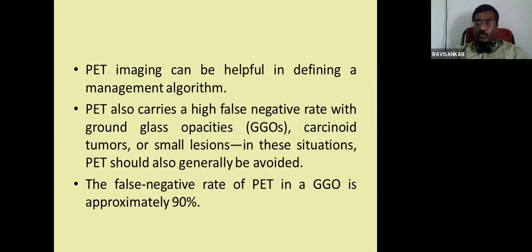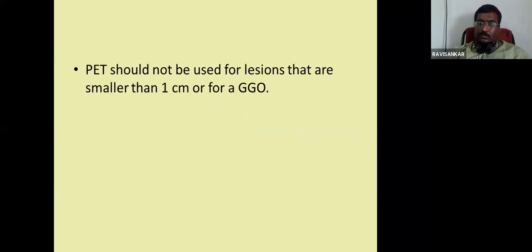PET is usually helpful except in ground glass opacities. Carcinoid tumors, typical carcinoid tumors are also PET non-avid. So PET should not be used for lesions that are smaller than 1 centimeter or for a ground glass opacity.